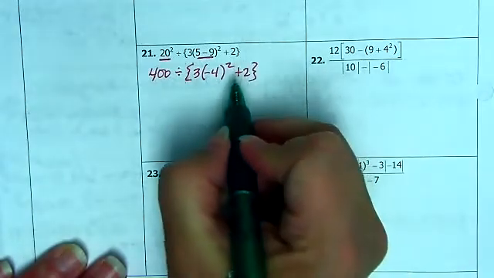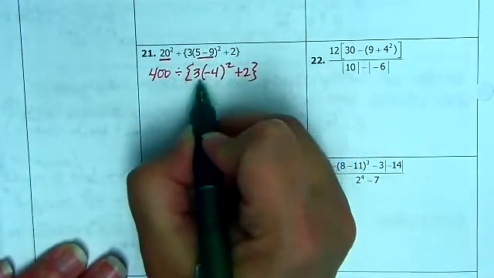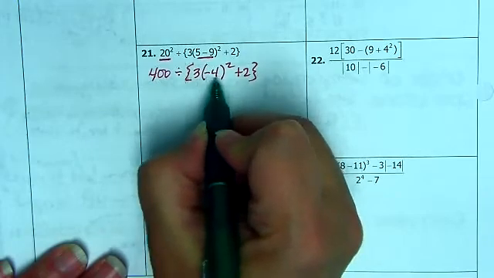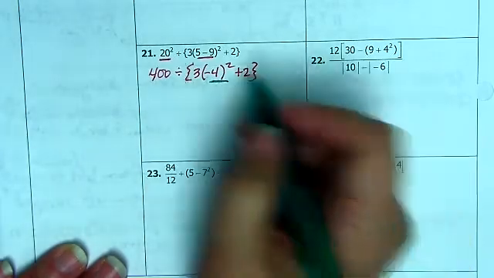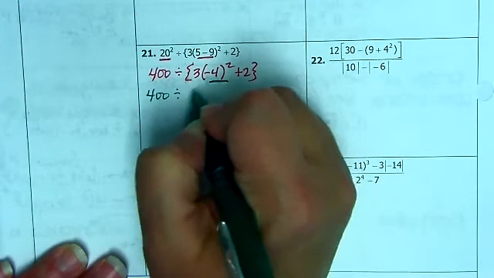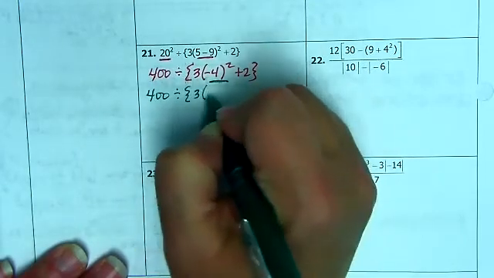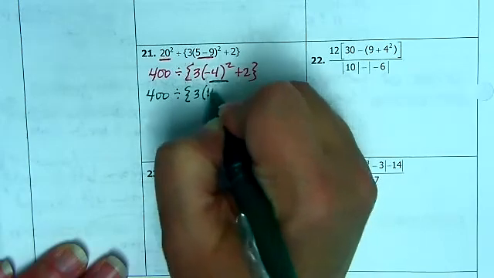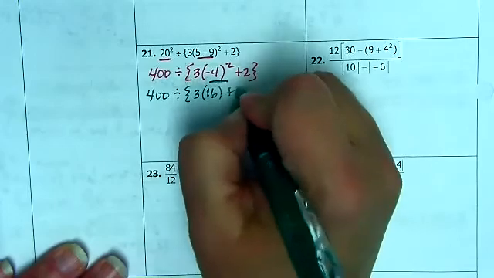And next, now I'm going to be doing the negative 4 squared, not the multiplication. That's a common mistake. We're not doing 3 times negative 4. We're doing the negative 4 squared. So I'm going to bring down everything else, 400 divided by, open bracket, and now that's going to give me 3 times 16, because negative 4 times negative 4 is a positive 16, plus 2.